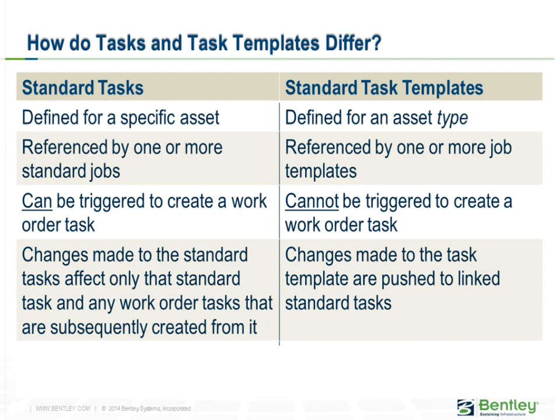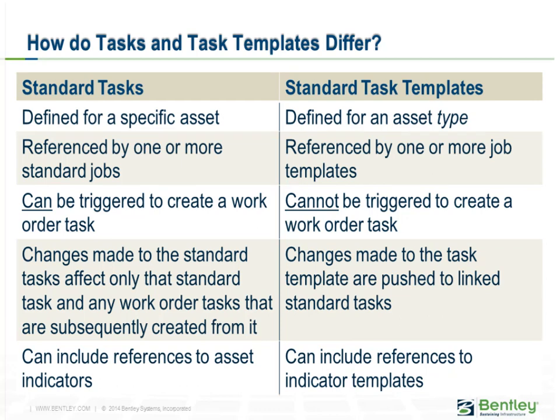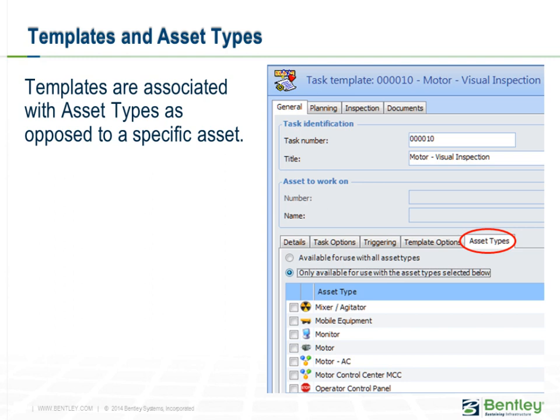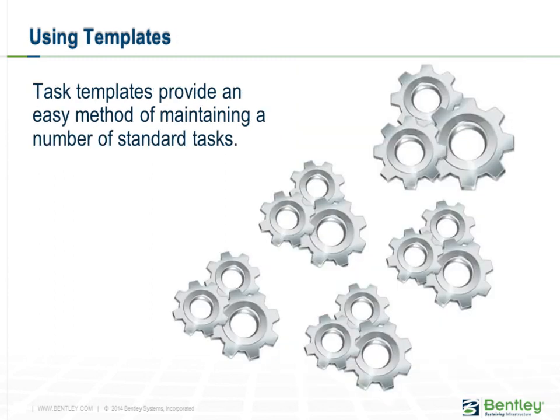Changes made to the standard task affect only that task and work order tasks created from it. Changes made to a task template are pushed to linked standard tasks. A standard task can include references to asset indicators, whereas the standard task template can include references to indicator templates. As mentioned, templates are associated with asset types as opposed to a specific asset. In this way, the template can be applied to multiple assets at a single time, as we saw with the truck fleet example. Task templates provide an easy method of maintaining a number of standard tasks.